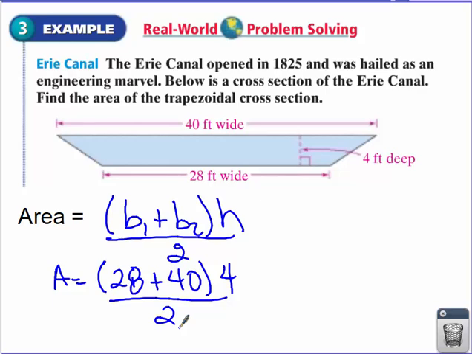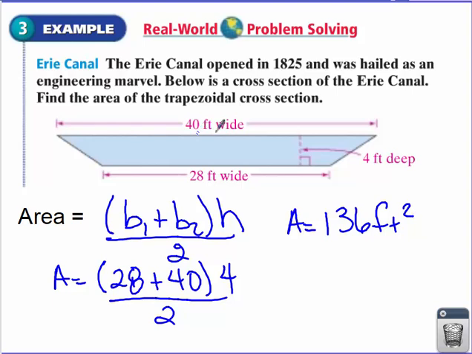So now we just take our calculator, and the way I like to do it is 28 plus 40 equals, and get an answer to that. Then multiply it by 4 equals, and then divide it by 2. So I force my calculator to do the order of operations for me to ensure that I type everything in correctly, and I end up with 136 feet squared.